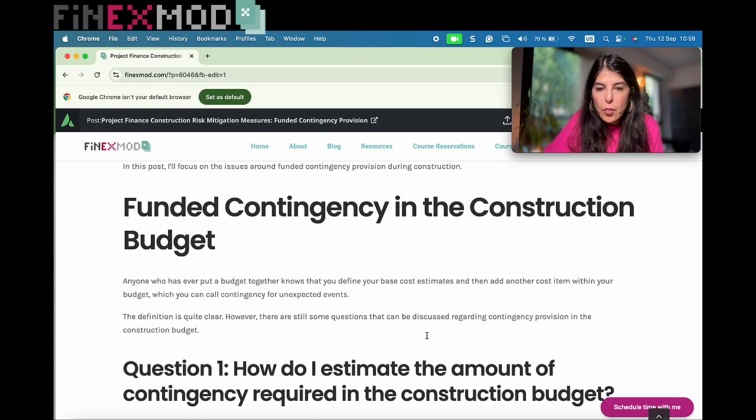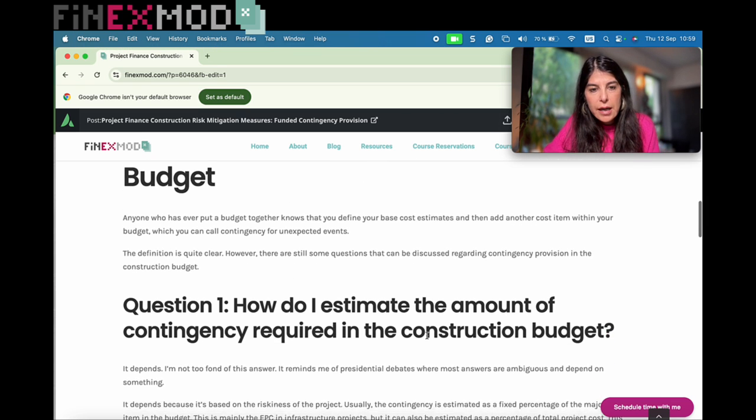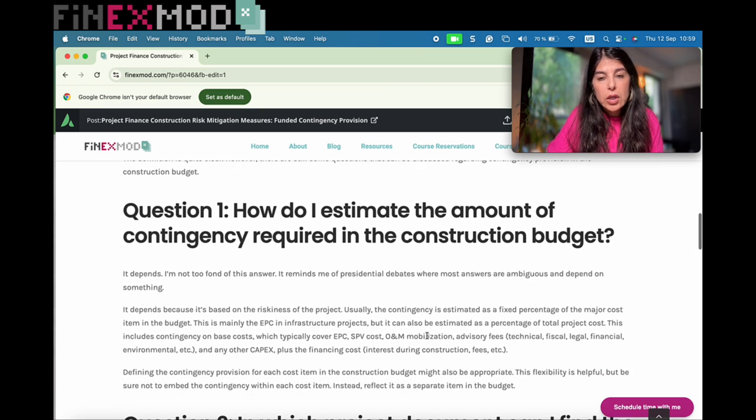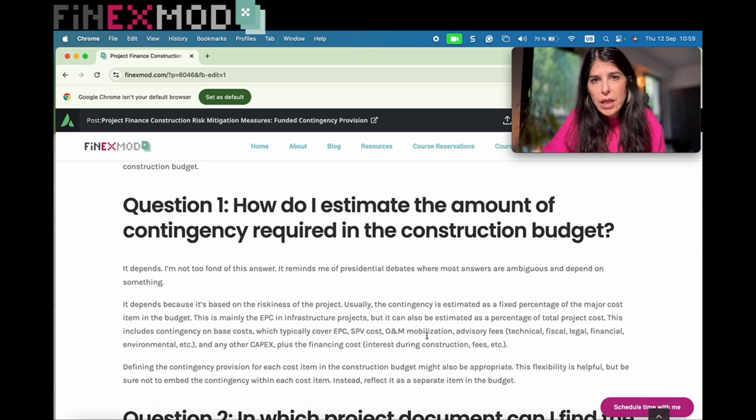So I put it in form of a couple of questions that I'm going to answer here. The first question is, how do I estimate the amount of contingency provision required in my project? So the answer to this question is it depends. Why? Because it depends on the project, it depends on the type of technology, so it depends on the level of riskiness of the project.